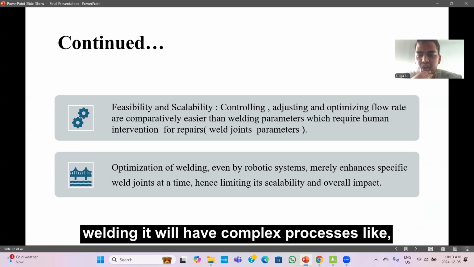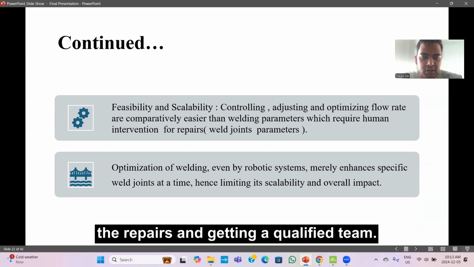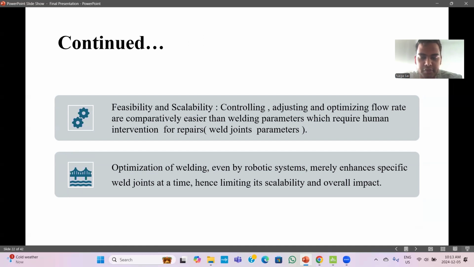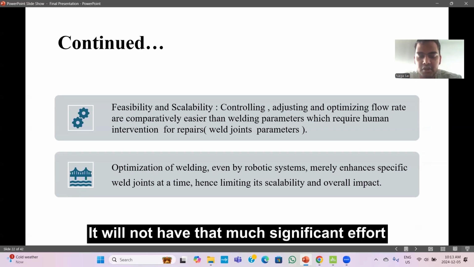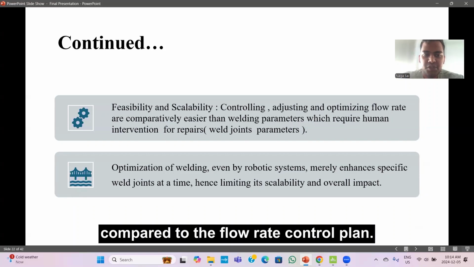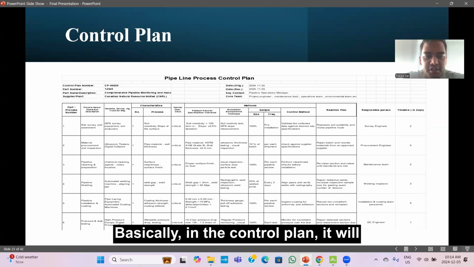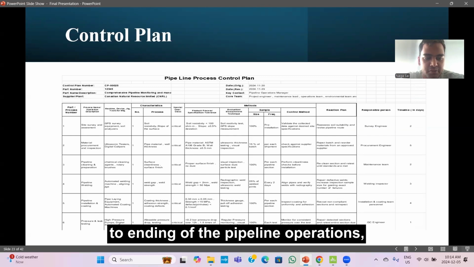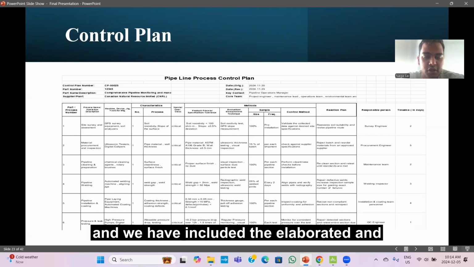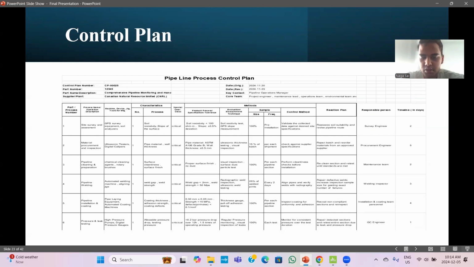In welding, there are complex processes like selecting the method, investing in the repairs, and getting a qualified team. Even if we do the welding correction by robotic, it will not have that much significant effect compared to the flow rate. Control plan. In the control plan, it will have all the processes from the starting to ending of the pipeline operations, and we have included the elaborated and detailed control plan in our report.